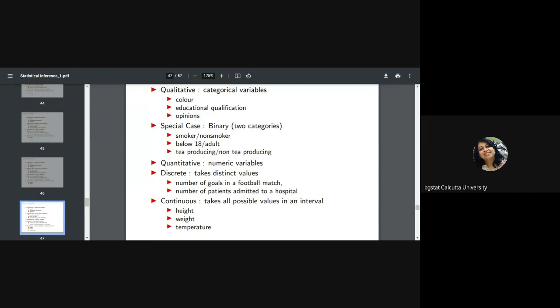Alternatively, we can have variables like color, opinions. So these don't have numerical values. They can assume one of a certain number of categories. So for smokers, for example, you can think of never smoked, smoked in the past but not current smoker, current light smoker, current heavy smoker. So these are four categories.